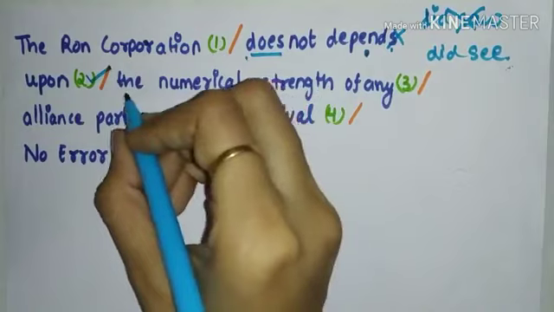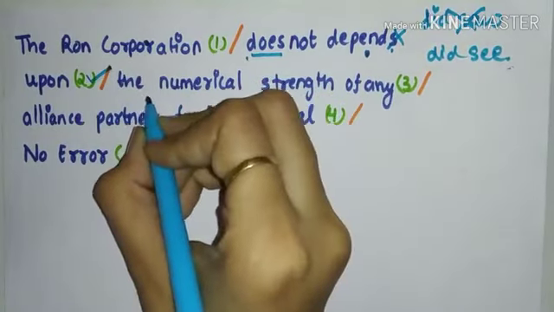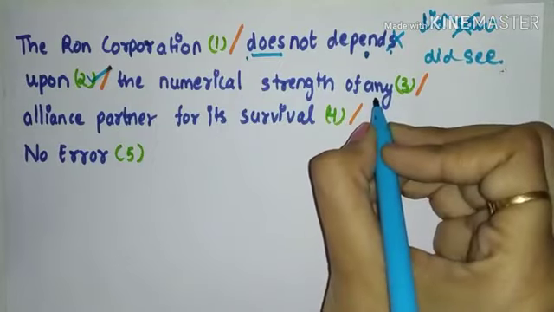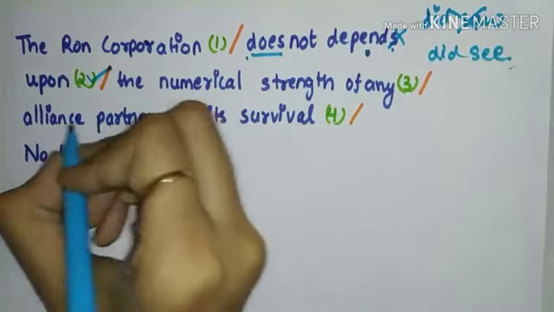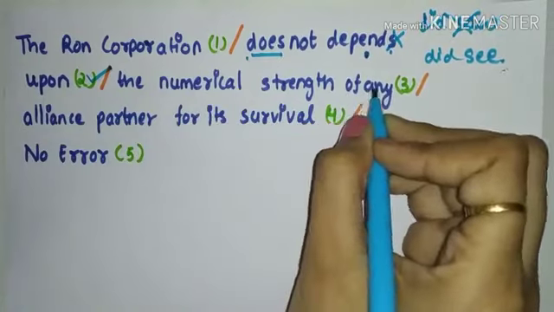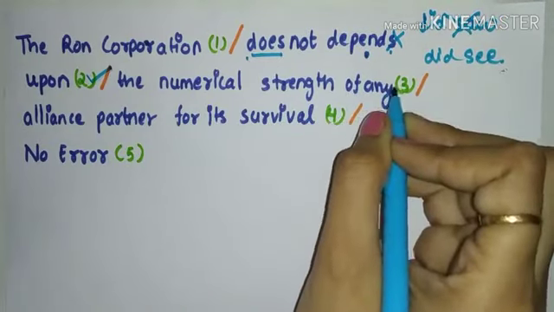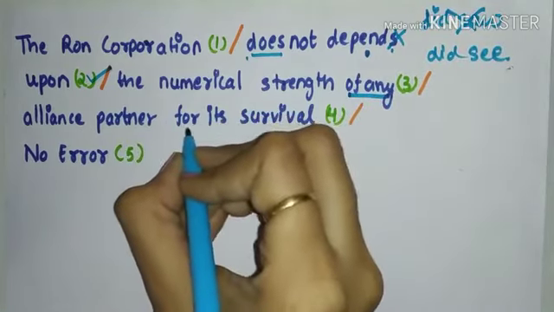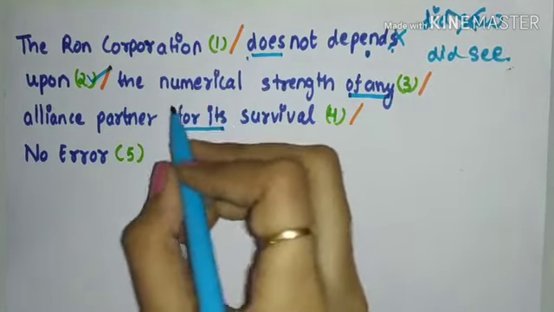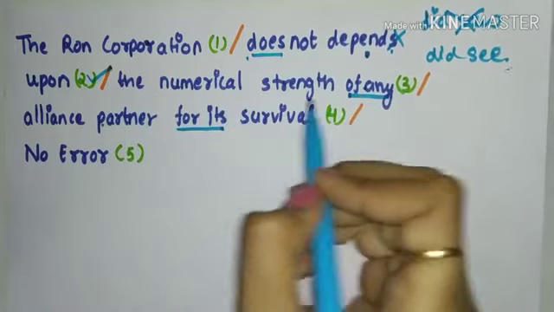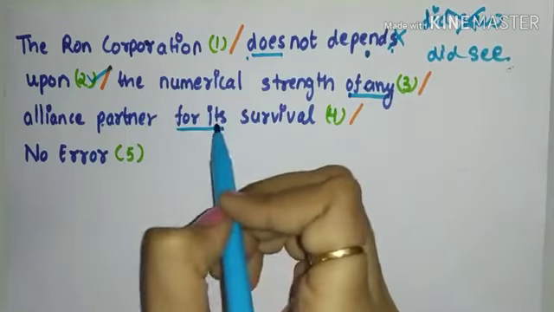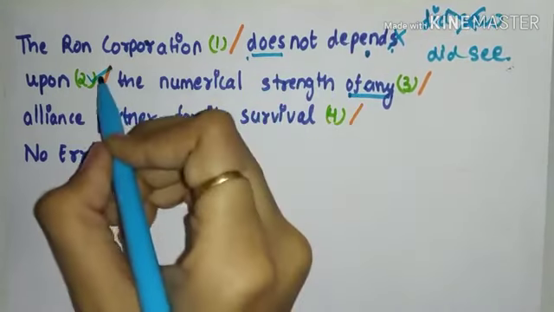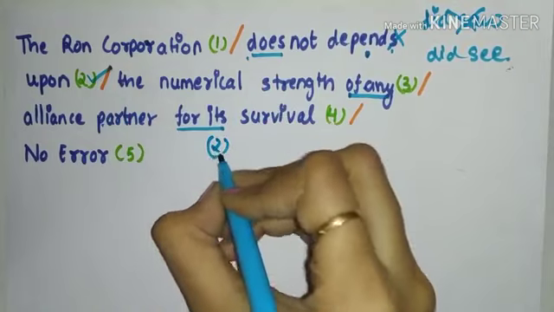Let's further read the other part of the sentence. The numerical strength of any, I don't think there is any kind of issue in this, alliance partner for its survival. Let us once again check whether there is any kind of error in "of any" or in "for its survival" in this section. So yes, "any alliance partner" is going very correctly. So there is no such error in this part of the question. Our correct answer is that the second part is wrong.